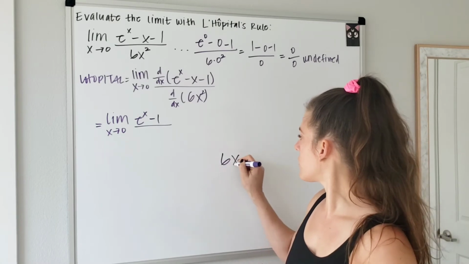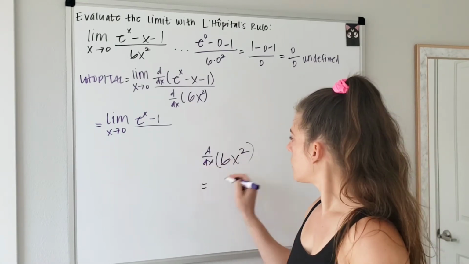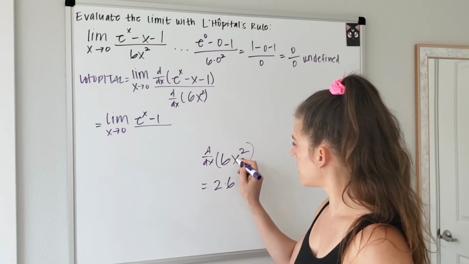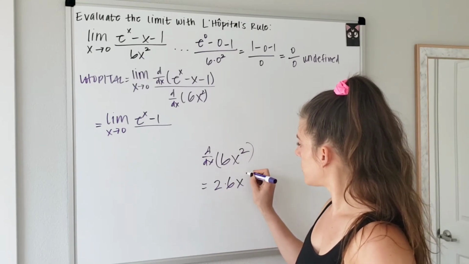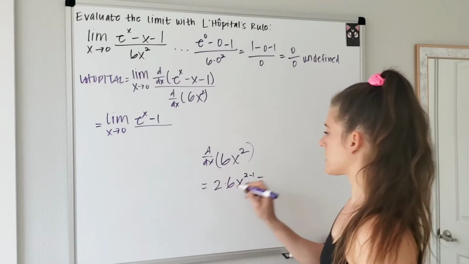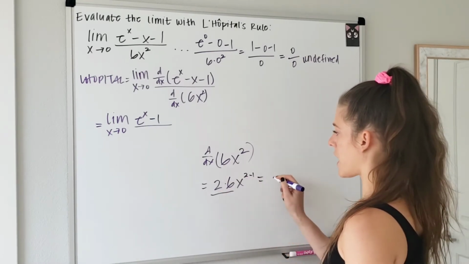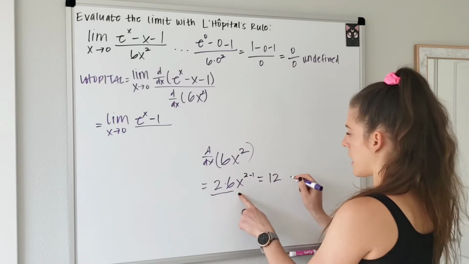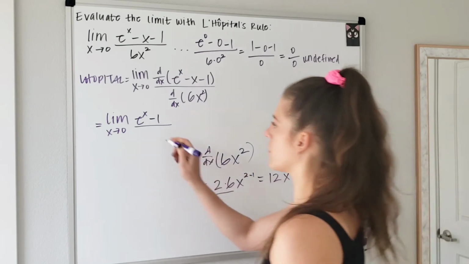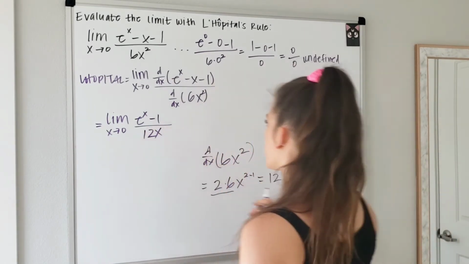To take that derivative, you bring this exponent down, leave the constant, leave the variable, and then take whatever exponent you started with, minus 1. That's going to end up as your derivative. 2 times 6 is 12. x to the 2 minus 1 is just x to the 1, so 12x is our derivative of the denominator.